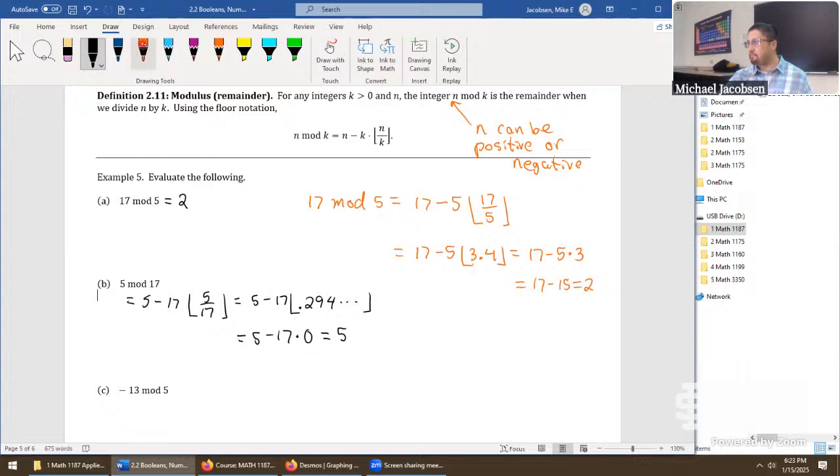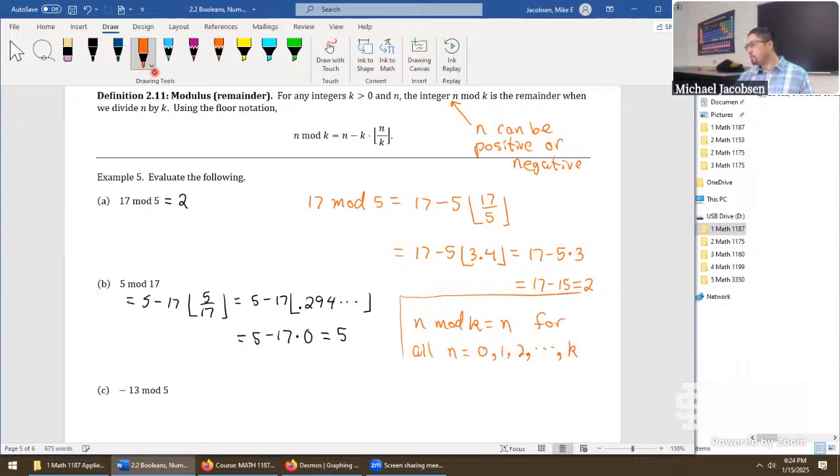Okay, and maybe just a really quick concept on this one. We can also say here that n mod k equals n for all n equals 0, 1, 2, all the way up to k minus 1. So that's the concept we were looking at here. As soon as we knew the thing we're dividing by, 17, exceeded 5, the answer was just 5 altogether. Think of this as us just practicing the formula.